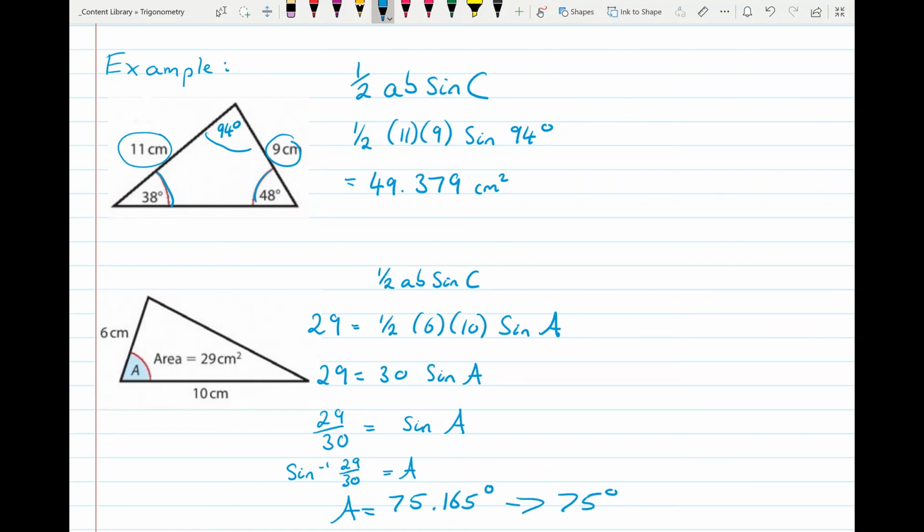Okay, that was finding the area of a triangle using trigonometry. I hope you found that useful.